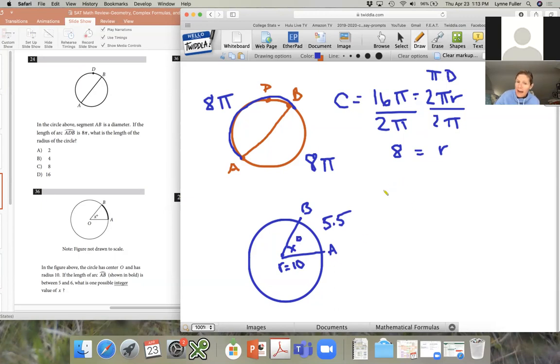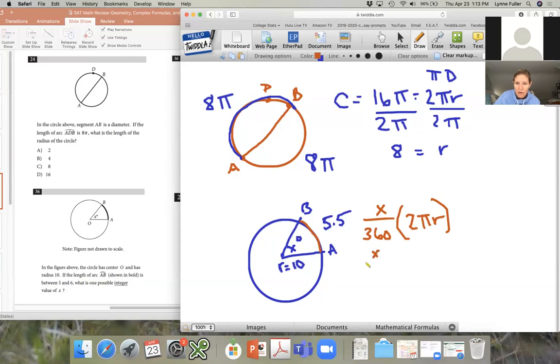So if we remember back our formula for length of the arc, because they already know what is the length of the arc. It's between 5 and 6. So we're picking 5.5 for ourselves. What is one possible degree measure? Remember, that's degrees out of 360 times 2 pi r, right? That's our formula for length of the arc.